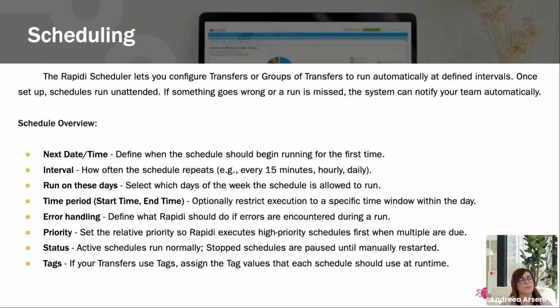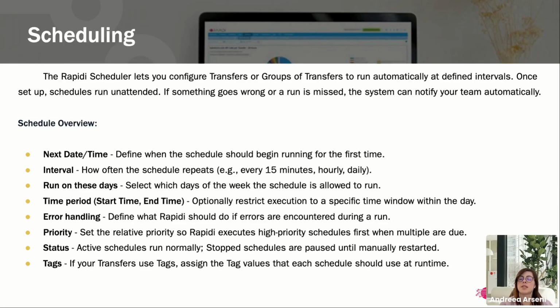Here you can, for example, set up specific schedules to be high priority because you think that those are really important and they should always run. If you do that, then Rapidi will always run those first when multiple schedules are due to run.